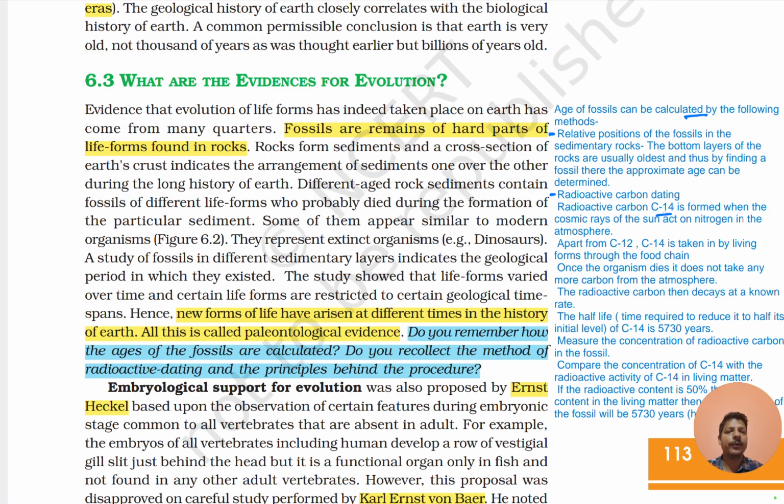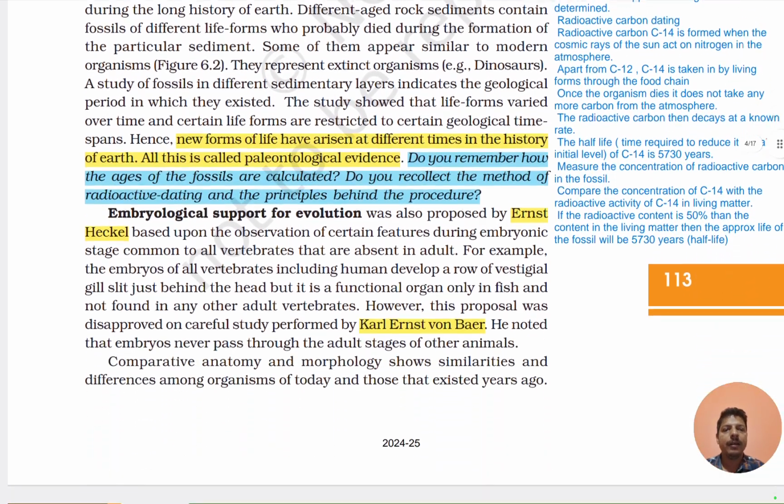Radioactive carbon C14 is formed when the cosmic rays of the sun act on nitrogen in the atmosphere. Apart from C12, C14 is taken in by living forms through the food chain. Once the organism dies, it does not take any more carbon from the atmosphere. The radioactive carbon then decays at a known rate. The half-life, the time required to reduce it to half its initial level, of C14 is 5730 years.